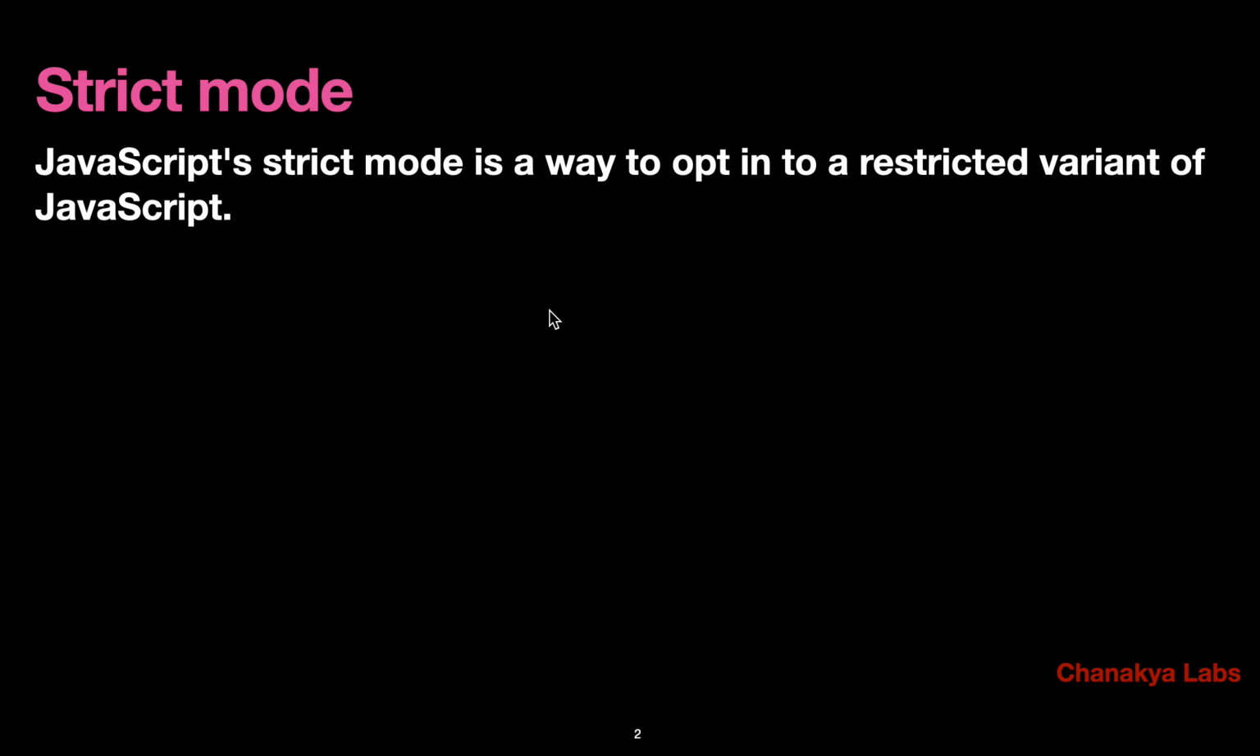Now we are going to learn about something called strict mode in JavaScript. Strict mode is basically a way to opt in for a restricted variant of JavaScript, which means that there are some features in normal, non-strict mode JavaScript which we don't want, and in order to get rid of those things, we can use strict mode.